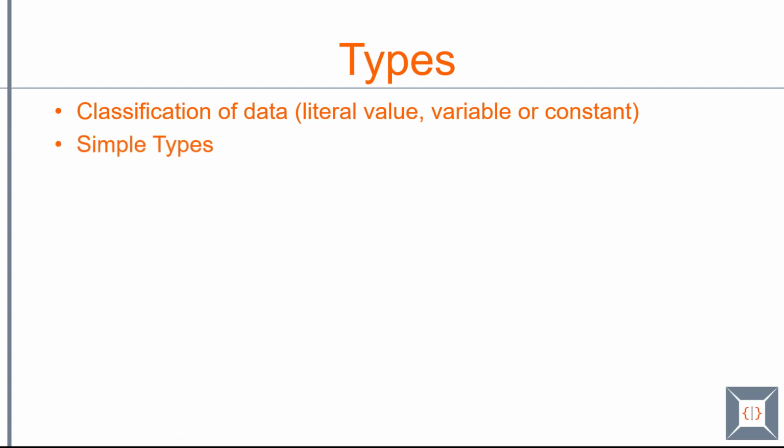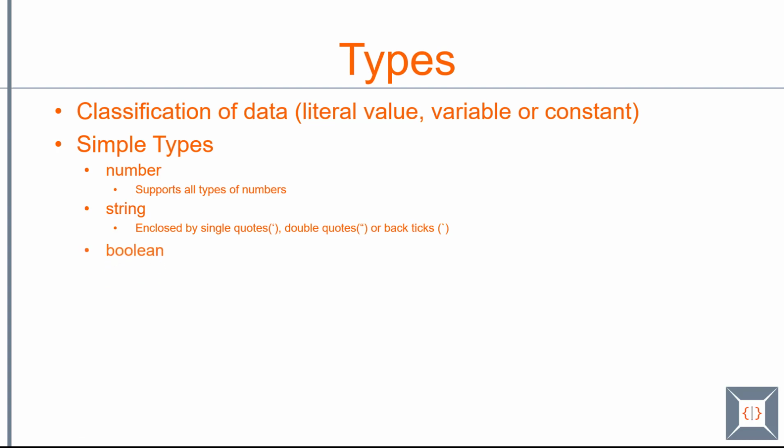At a very basic level, TypeScript has three simple types. First one is number. Number is used to classify data as number. This includes integer and float of different sizes. In TypeScript, you just have one type for all types of numbers. The second one is string. String is one or more characters enclosed by single quote, double quote, or backticks. The third one is boolean. Boolean is to indicate true or false value.